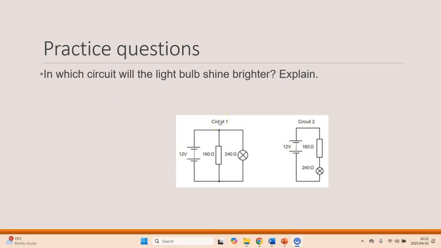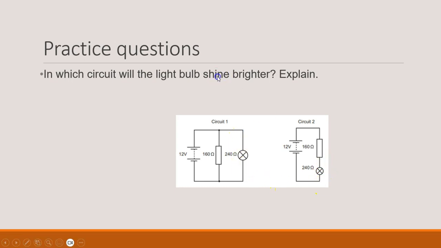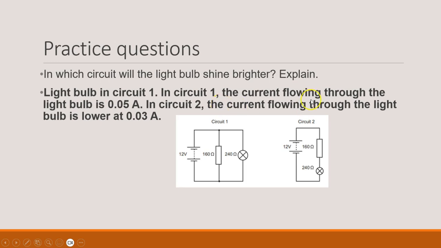Here we need to consider the current flowing through each light bulb. In circuit 1, the current flowing through the light bulb we calculated to be 0.05 amps, and in circuit 2 it is 0.03 amps. So this light bulb will shine brighter.